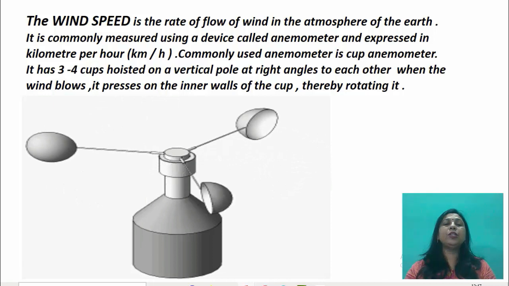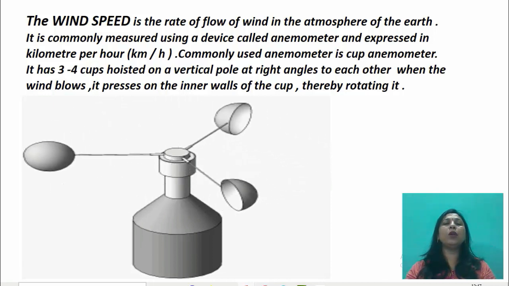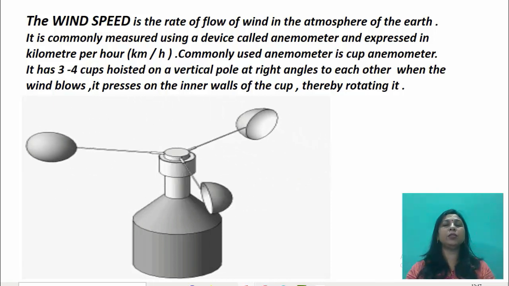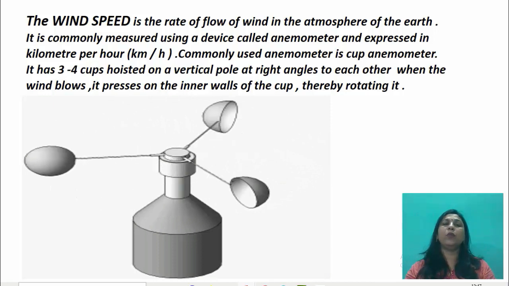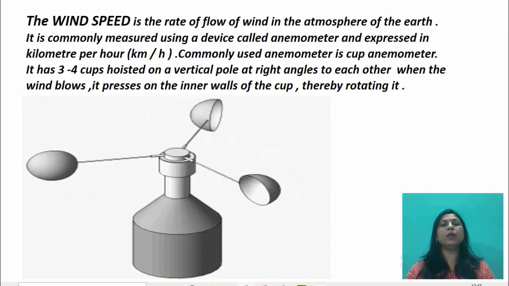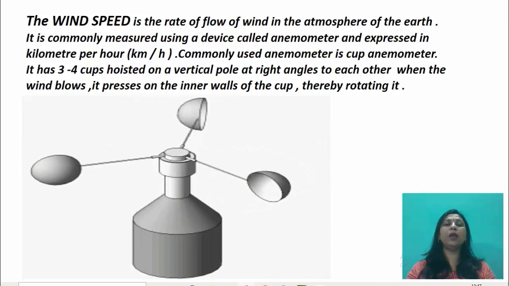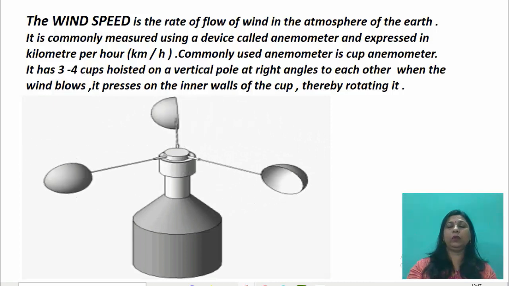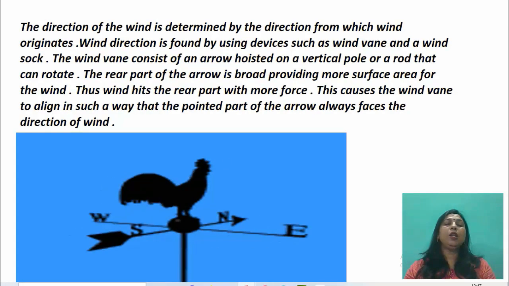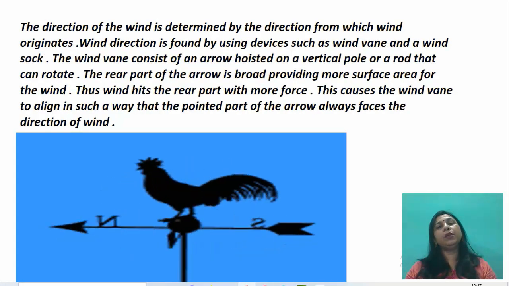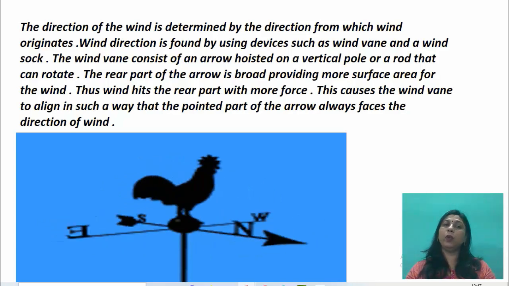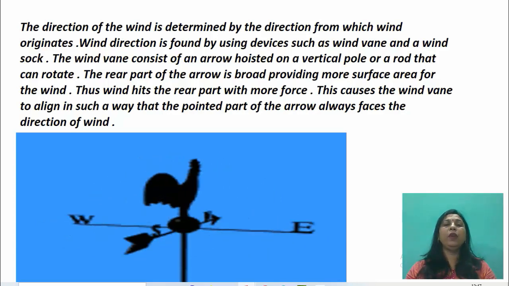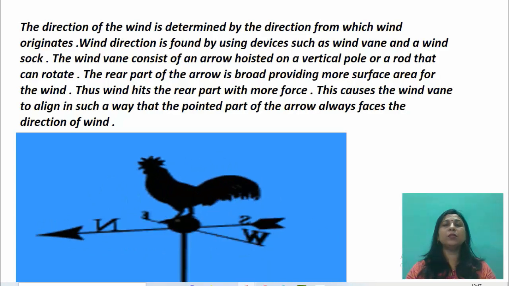It has 3 to 4 cups hoisted on a vertical pole at right angles to each other. When the wind blows, it presses on the inner walls of the cup, thereby rotating it, and from this we can find out the speed of the wind. Now the direction of the wind is determined by the direction from which wind originates. Wind direction is found by using devices such as wind vane.